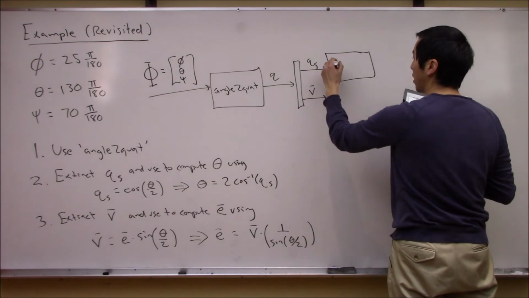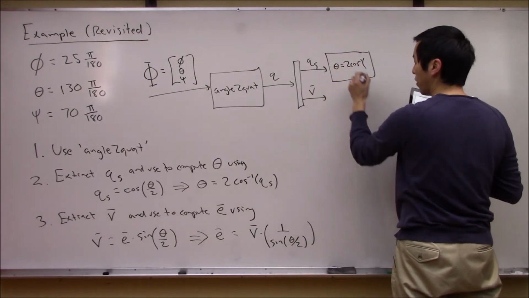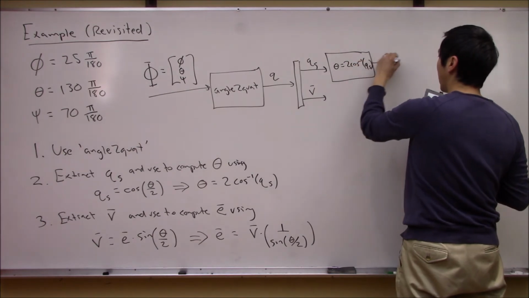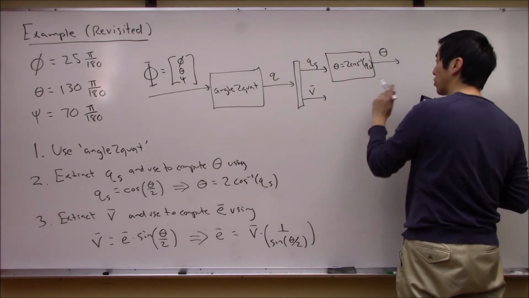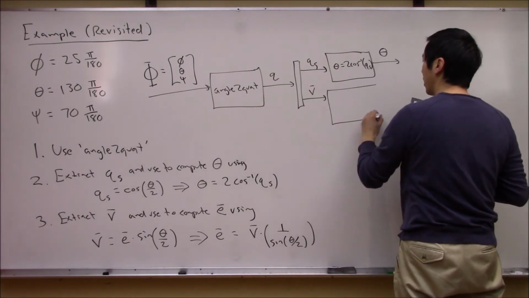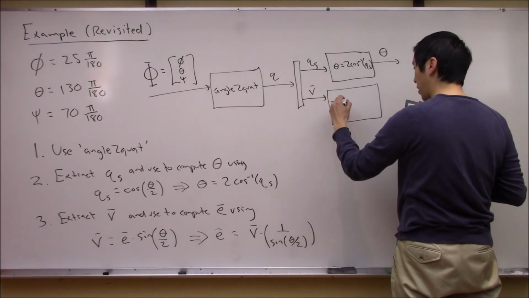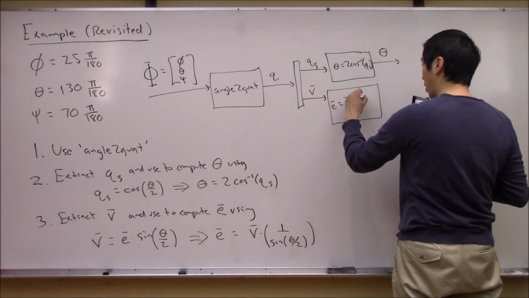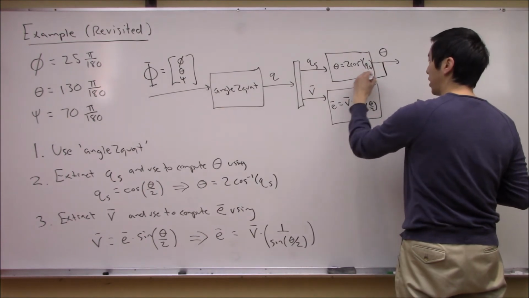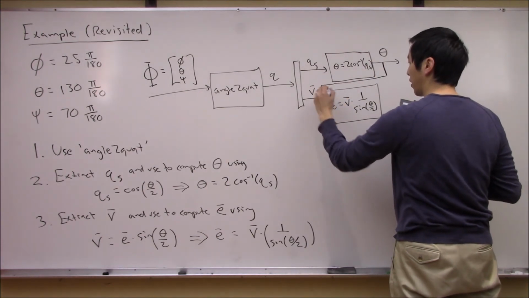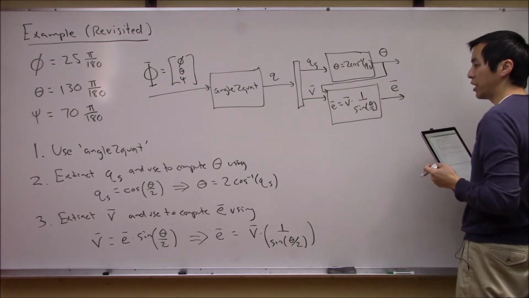We can say theta is 2 cosine inverse of Q_S, and that's going to get us the transformational slash rotational angle. Then down here, we take this V and say E is just V times 1 over sine of theta over 2. You probably need theta over 2 as well, and that gives us our axis of rotation E.